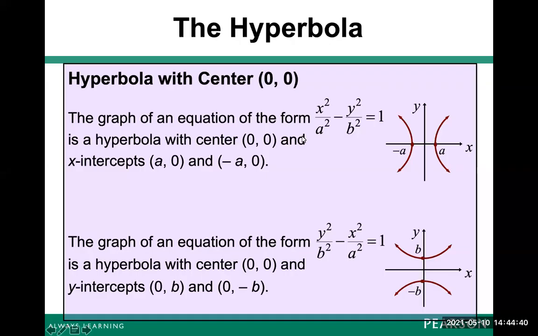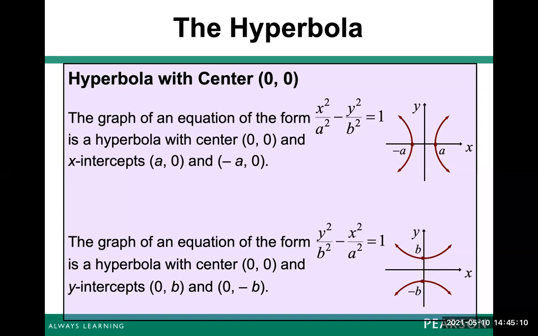All right, so that brings us to hyperbolas. There are 2 different kinds of hyperbolas centered at (0, 0). So let's start with the one on top. The graph of an equation of the form x² over a² minus y² over b² equals 1 is a hyperbola with center (0, 0) and x-intercepts (a, 0) and (-a, 0).